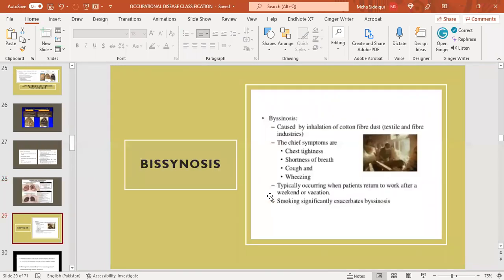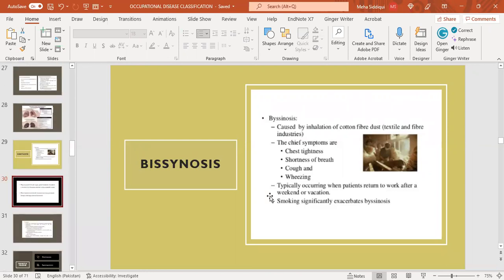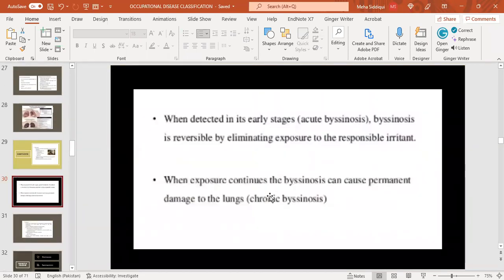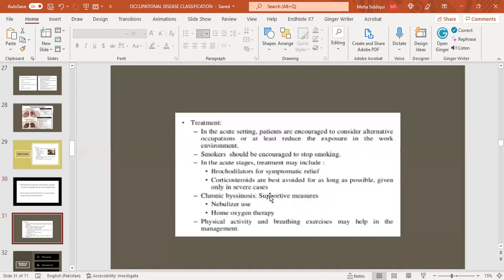Now, byssinosis. Byssinosis is caused by inhalation of cotton fiber dust, that is, in the textile and fiber industries. The chief symptoms are chest tightness, shortness of breath, cough, and wheezing, and it typically occurs when patients return to work after a weekend or vacation. Smoking significantly exacerbates byssinosis. When detected in its early stage, that is acute byssinosis, it is reversible by eliminating exposure to the responsible irritant. When exposure continues, byssinosis can cause permanent damage to the lungs, that is chronic byssinosis.